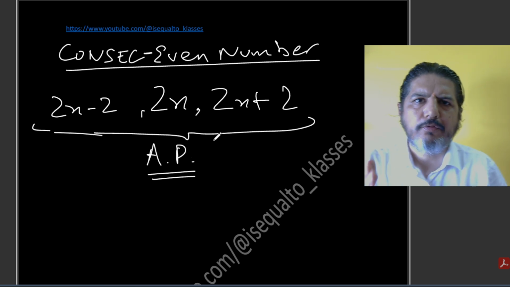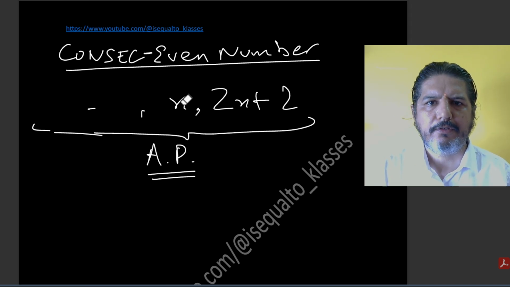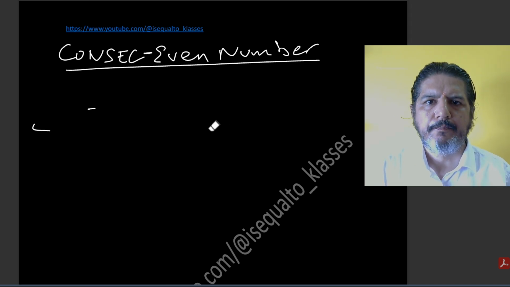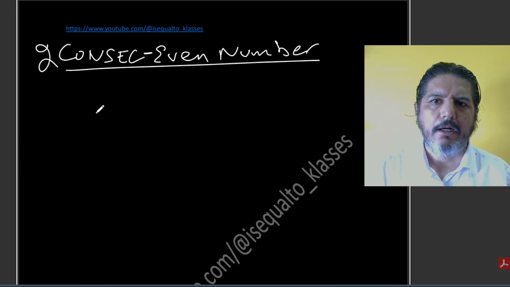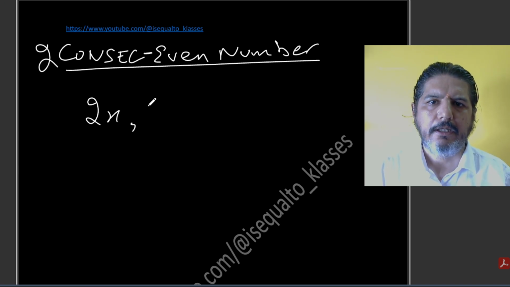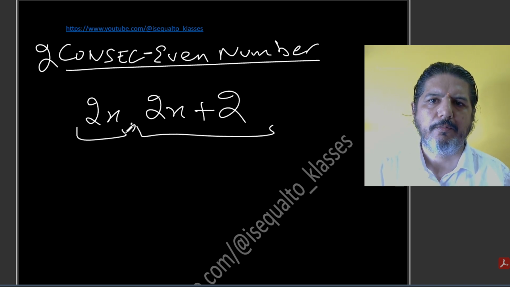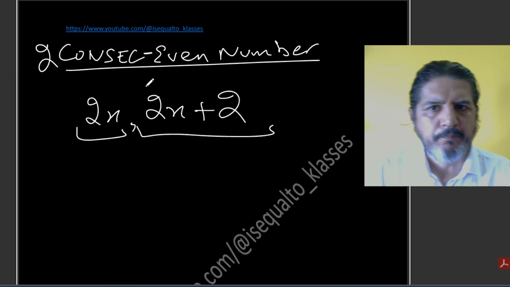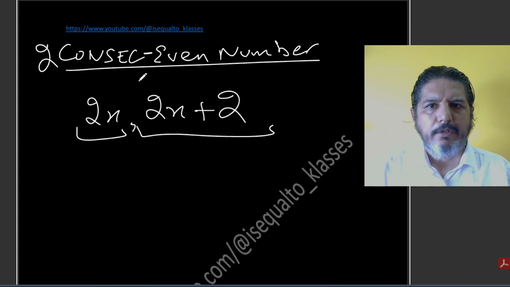You can ignore this for now, but what you need to understand for solving this question right now is that when they are asking for two consecutive even numbers, I'll assume 2x and then the other consecutive even number would be 2x plus 2. I hope you are able to understand this.